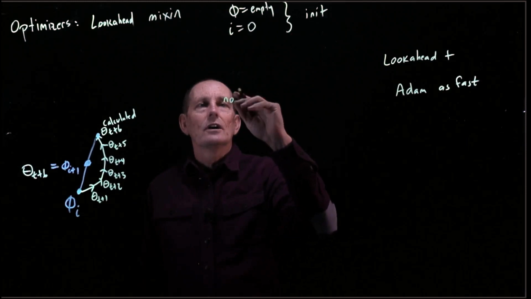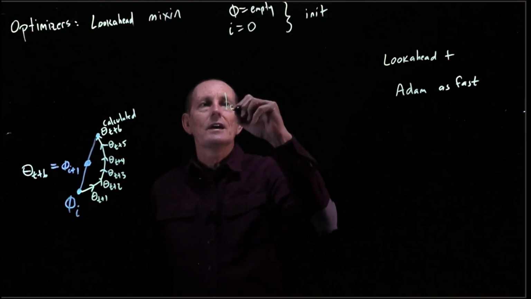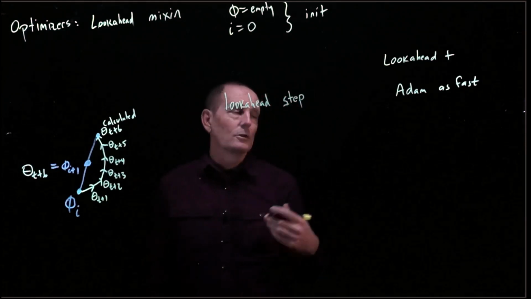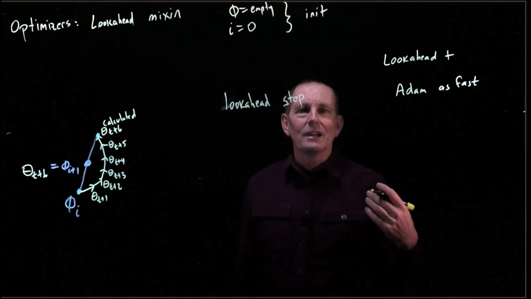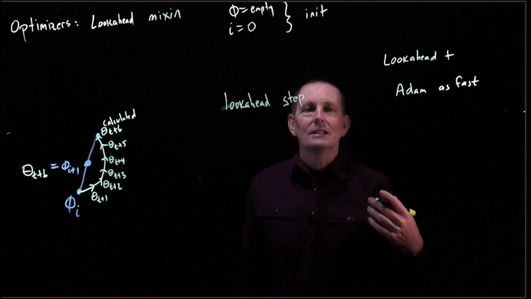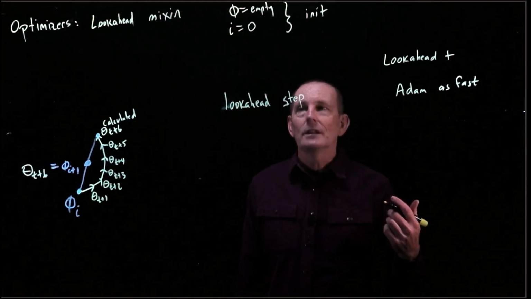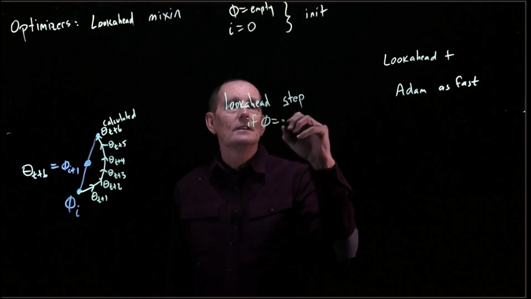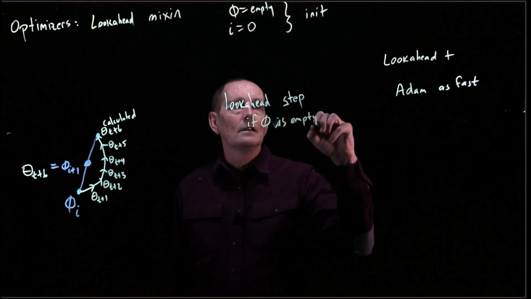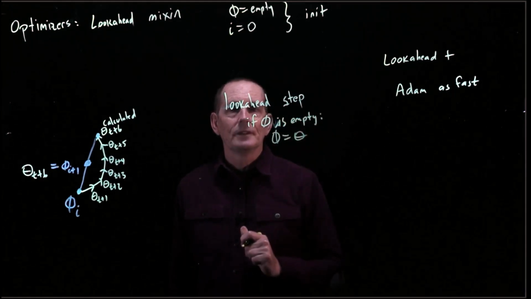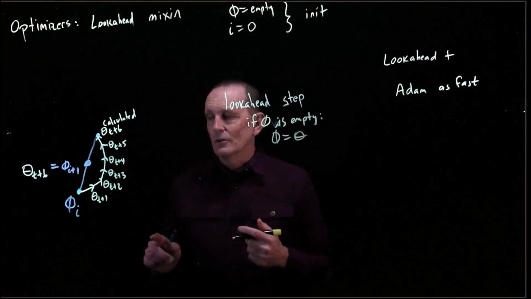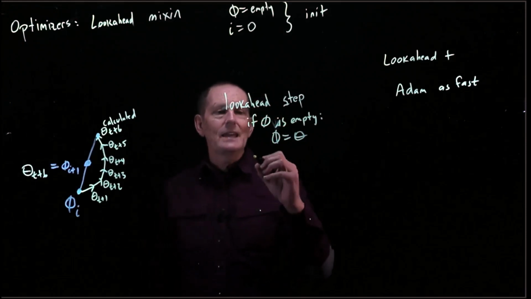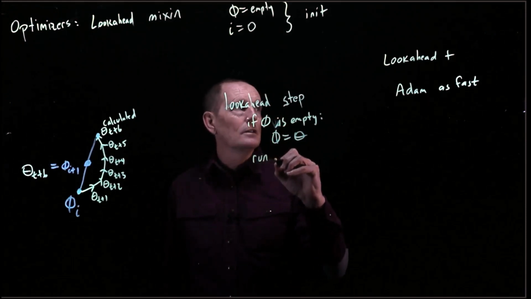And then our optimizer step, our Lookahead step, this is one step of the optimizer. Our normal SGD step is theta equals theta minus lambda times the gradient. Here our Lookahead step looks like this. First, if phi is empty, phi equals theta. That gives us a base case. When we're first starting, whatever theta was initialized to, phi is going to be a copy of theta.